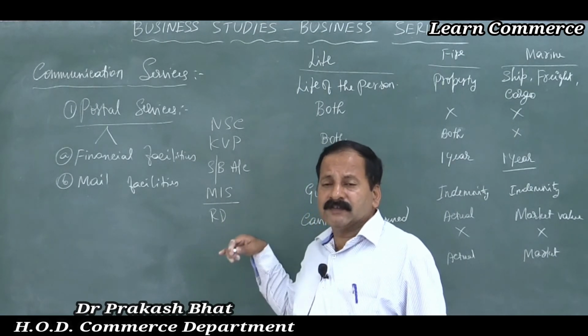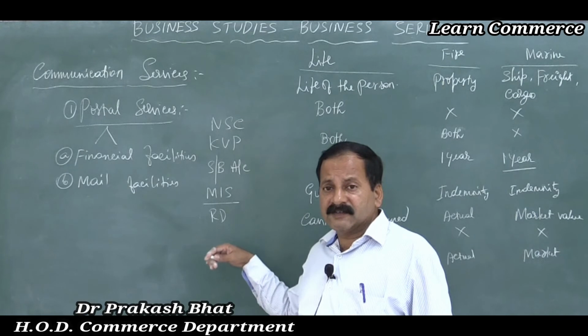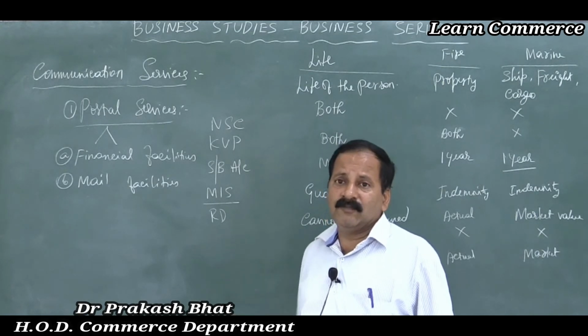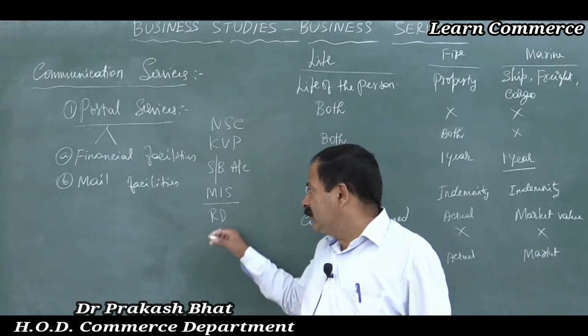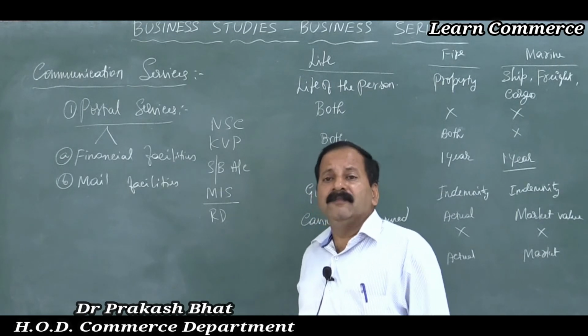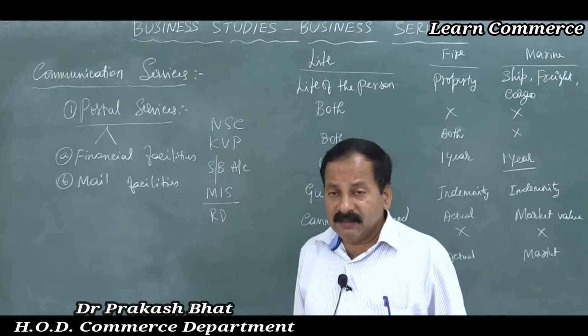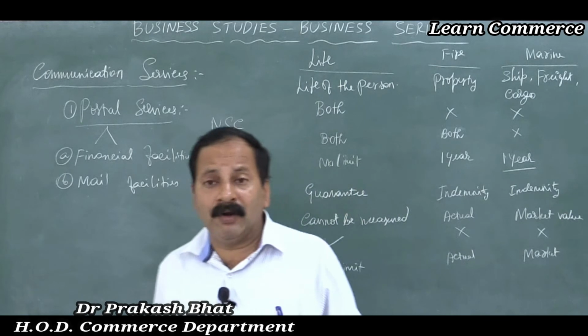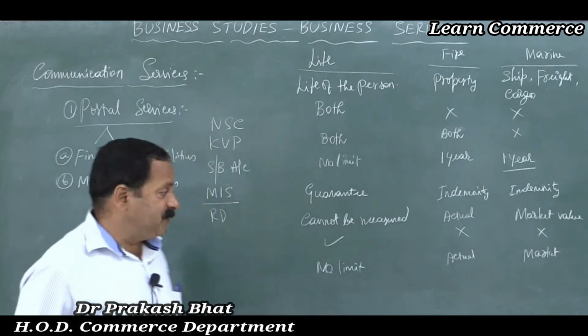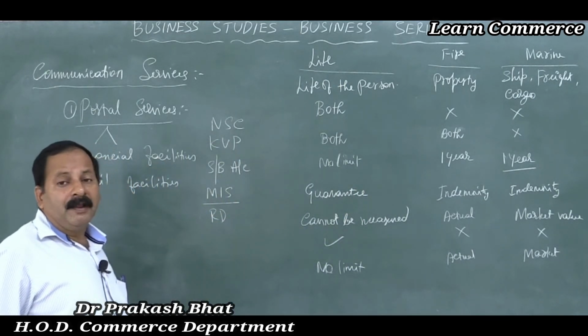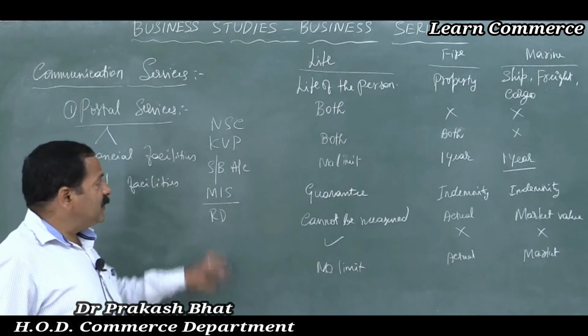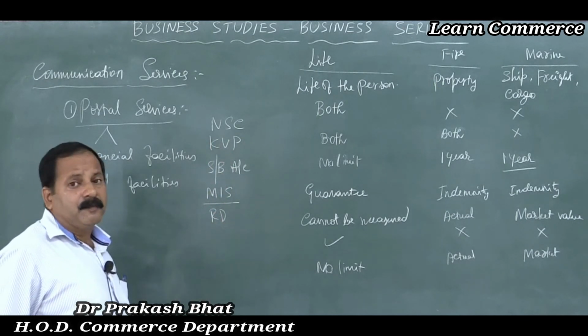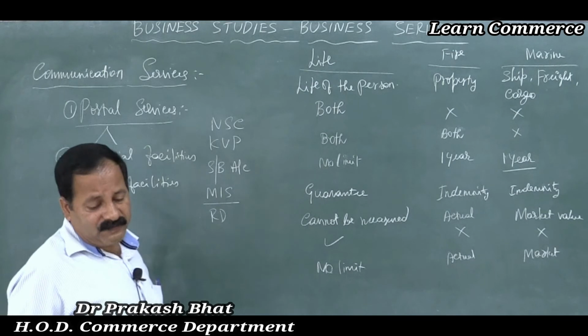And after 5 years or something like that, 5 years RD, 3 years RD, something like that, it is there. After that, you will get the amount along with some additional amount, that is extra income or interest on the deposit that is made by you as a recurring deposit. So these are different types of financial facilities that are offered by the post offices.